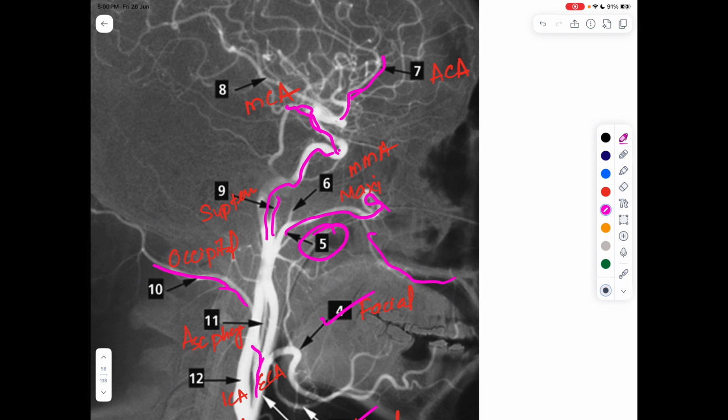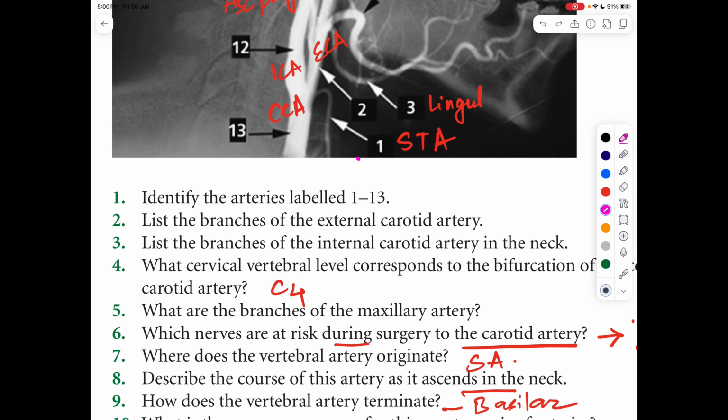Branches of the external carotid artery. List the branches of the internal carotid artery in the neck. Actually, the neck has none. The external carotid artery has anterior branches: superior thyroid, lingual, facial, ascending pharyngeal; posterior: posterior auricular, occipital; and terminal: maxillary, superficial temporal. The internal carotid artery, after the cavernous sinus, divides into the anterior and middle cerebral arteries. The cervical level corresponding to the bifurcation is C4.